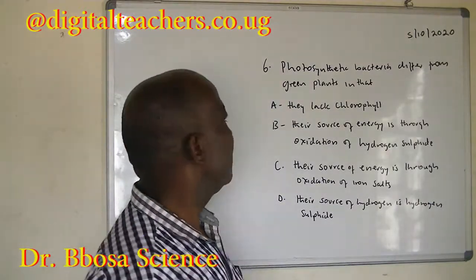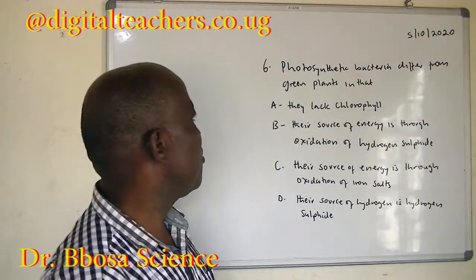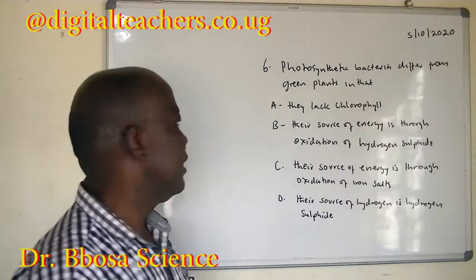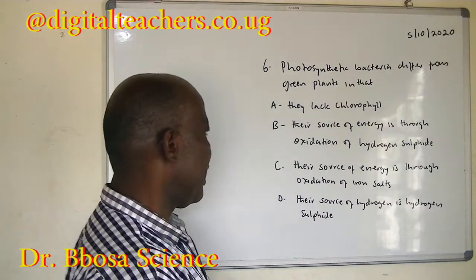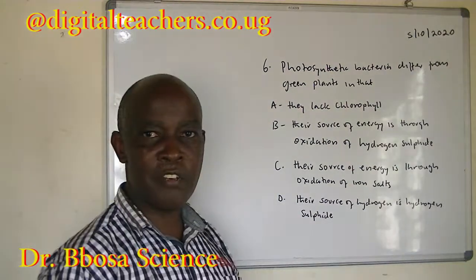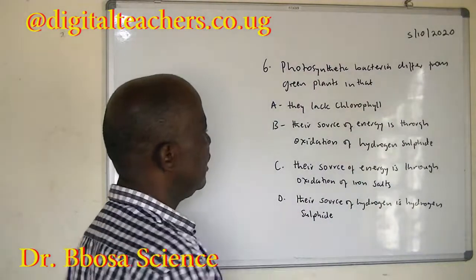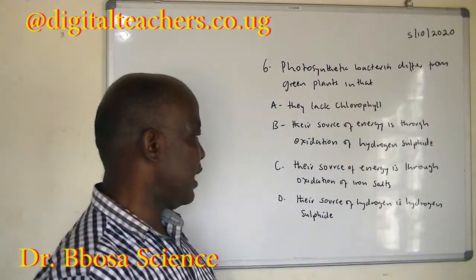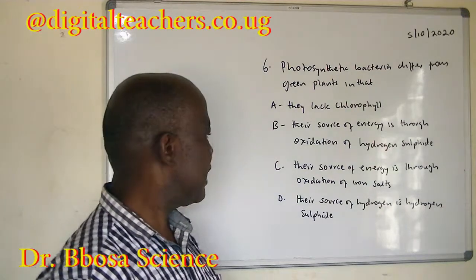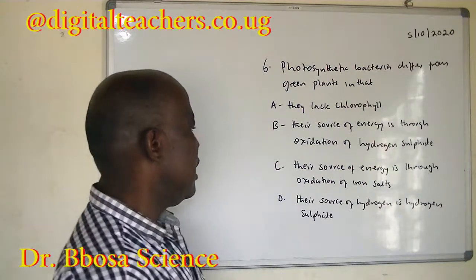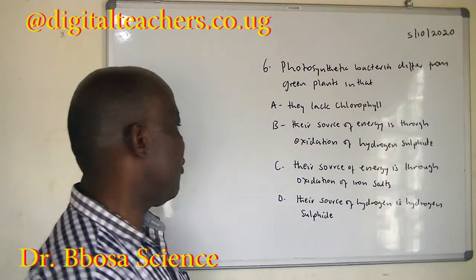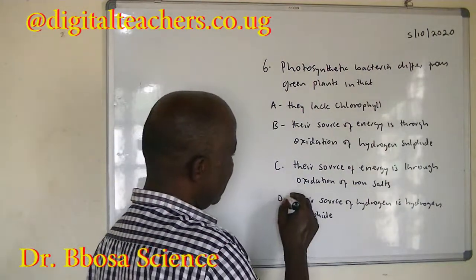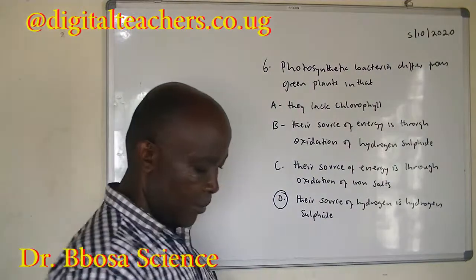Number 6. Photosynthetic bacteria differ from green plants in that A. They lack chlorophyll. B. Their source of energy is through oxidation of hydrogen sulfide. C. Their source of energy is through oxidation of iron salts. D. Their source of hydrogen is hydrogen sulfide. I think the answer is D.